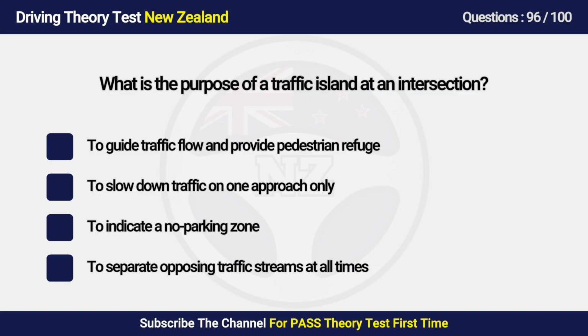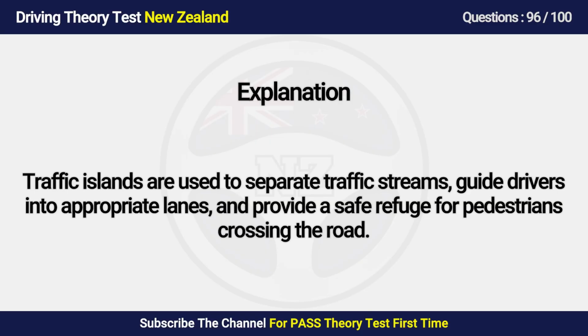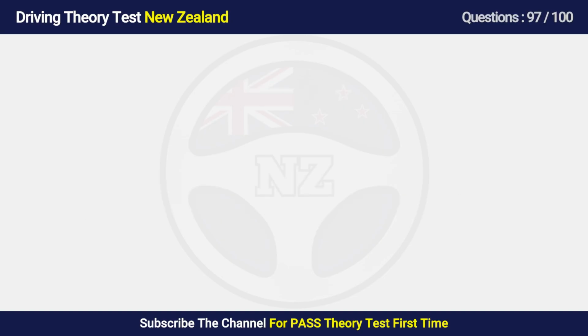Question 96. What is the purpose of a traffic island at an intersection? A. To guide traffic flow and provide pedestrian refuge. B. To slow down traffic on one approach only. C. To indicate a zone. D. To separate opposing traffic streams at all times. Answer is A. To guide traffic flow and provide pedestrian refuge. Traffic islands are used to separate traffic streams, guide drivers into appropriate lanes, and provide a safe refuge for pedestrians crossing the road. Question 97.